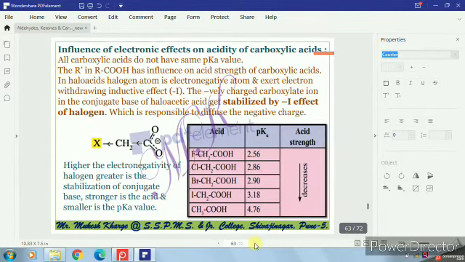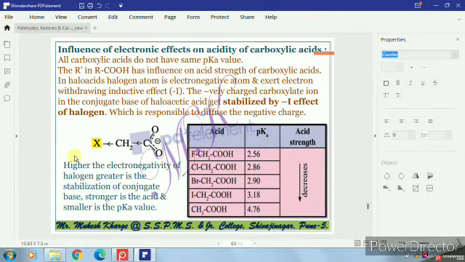Next is the influence of electronic effect on acidity of carboxylic acid. All carboxylic acids do not have the same pKa value. The pKa value is the value by which we can easily understand which acid is more acidic and which acid is less acidic. Lower the pKa value, stronger is the acid. Higher the pKa value, weaker is the acid.